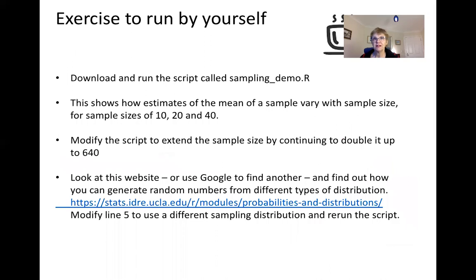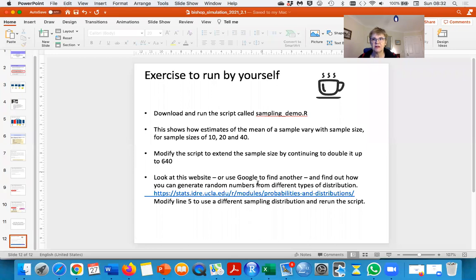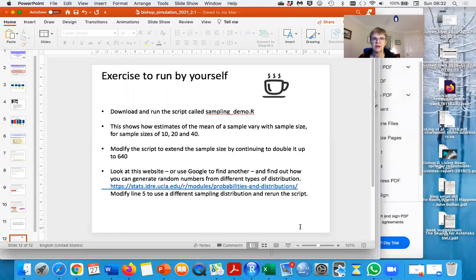So we're going to run a little script called sampling demo, and that shows you how estimates of the mean of a sample vary with sample size, for sample sizes of 10, 20, and 40. I'd like you to try modifying the script to extend the sample size right up, just to keep doubling it until you get to 640. And I'll just come out of here, and I've got this script loaded up so that I can briefly show you what it looks like.